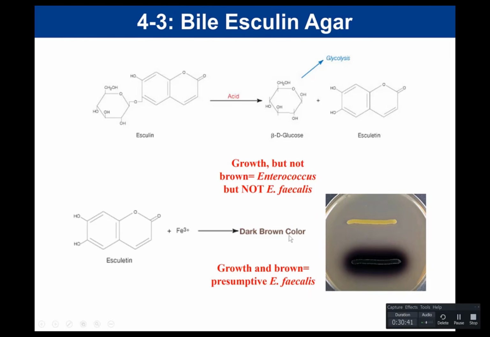The way I remember this one, brown poop, right? E. faecalis, faecalis feces. Feces is the poop colored one. So the brown is the Enterococcus faecalis. And so that would be the growth, and brown would be positive for presumptive E. faecalis.